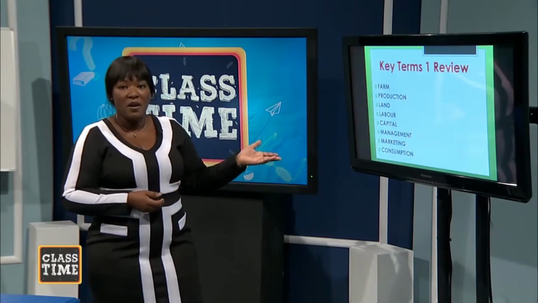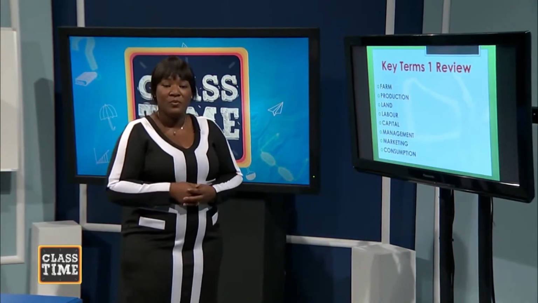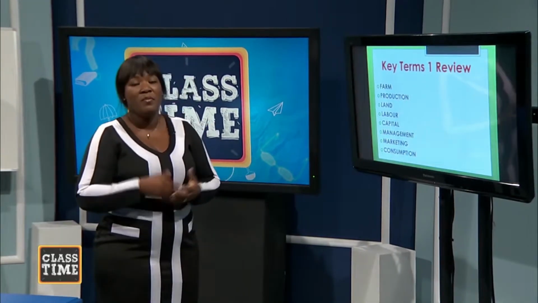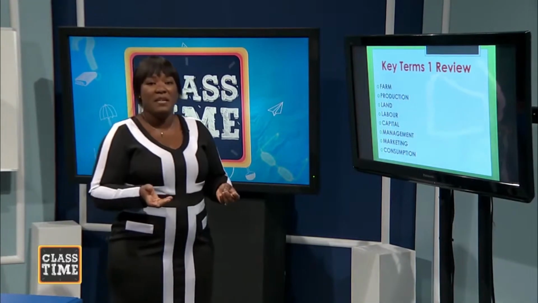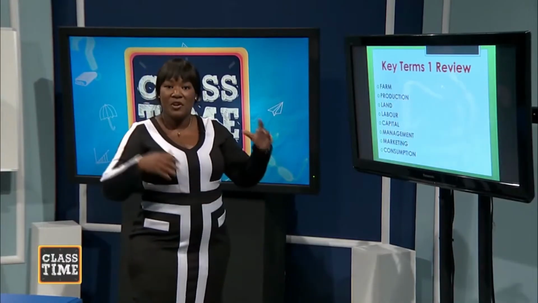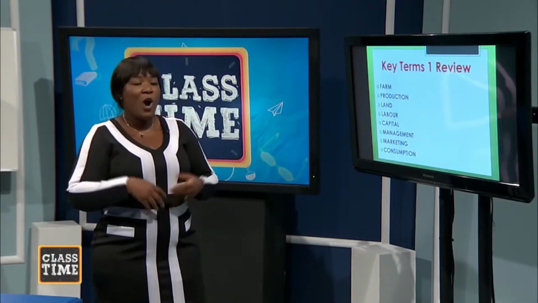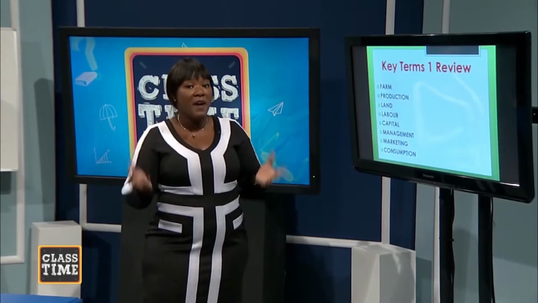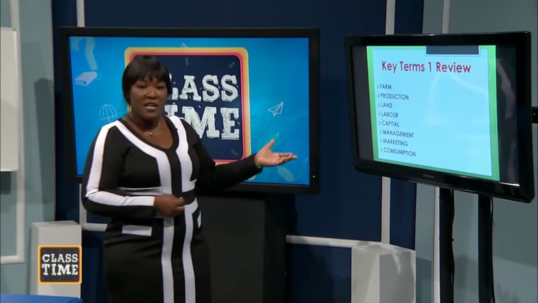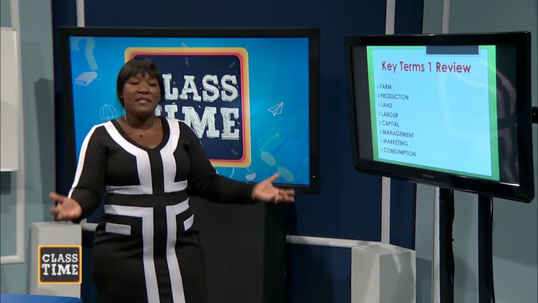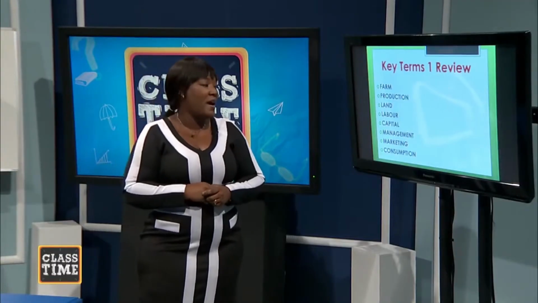Next, we look at labor, and there were three types of labor. We looked at hired labor, operator labor, and family labor. Family labor means having an entire family working on the farm. Operator labor is where the farmer does everything on the farm. And hired labor is where employment is taken on by the farmer.